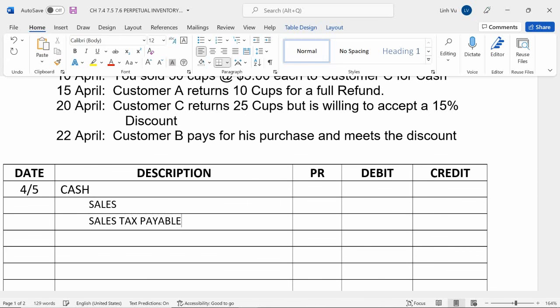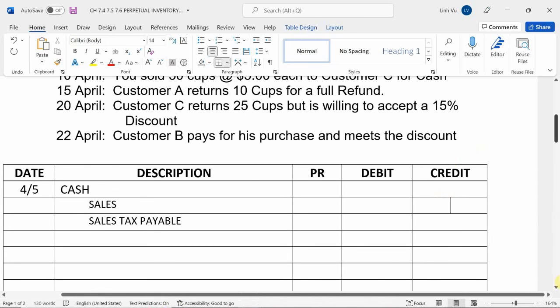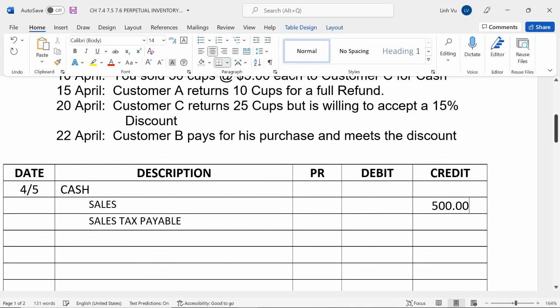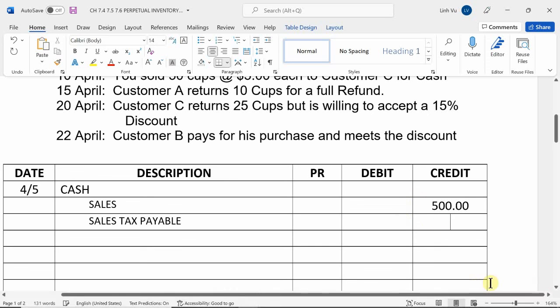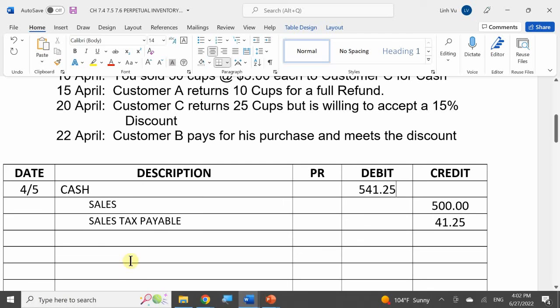That you had to charge sales tax. Okay? So in this case, you were correct there where sales, right? We sold 100 cups for $5 each. So that means we sold a total of $500. How much is my sales tax? Sales tax is $41.25. We received $41.25. Good.